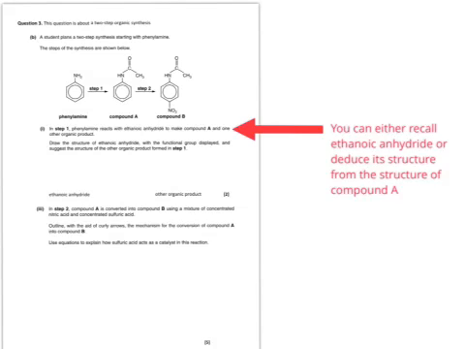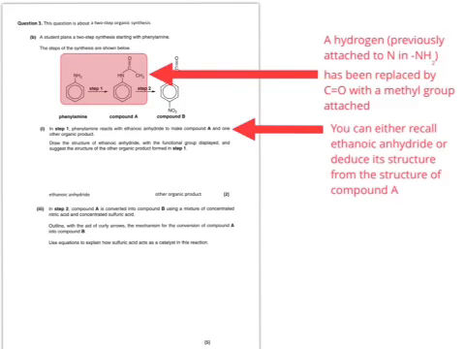So, although you may be able to recall ethanoic anhydride, you can deduce its structure from the structure of compound A. So let's look at the difference between compound A and phenylamine. So a hydrogen in the amine group attached to the benzene ring has been replaced by C double bond O with a methyl group attached to it. Sometimes it helps just to think through what's changed.